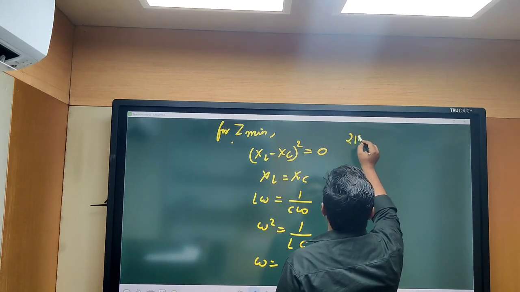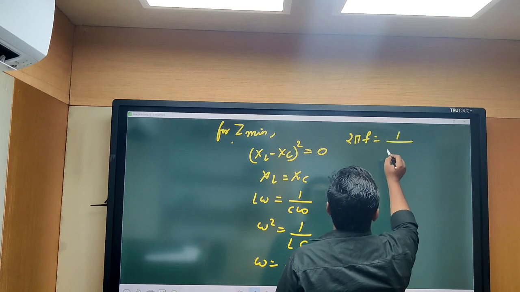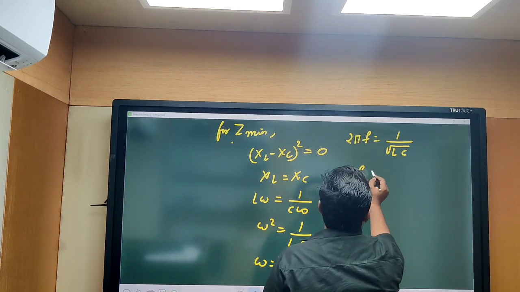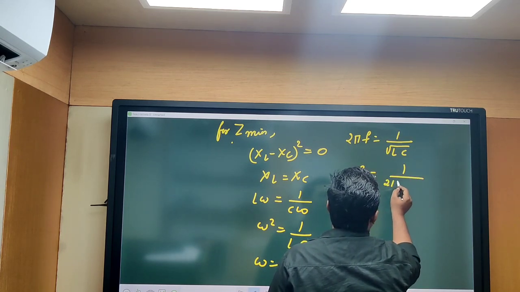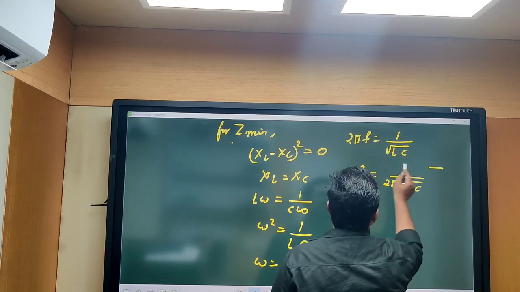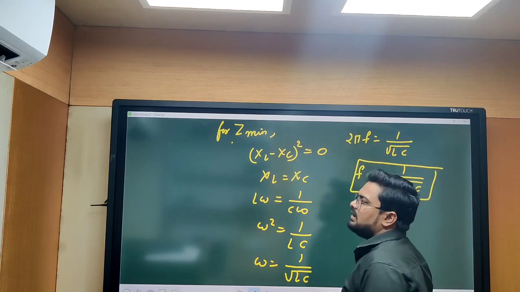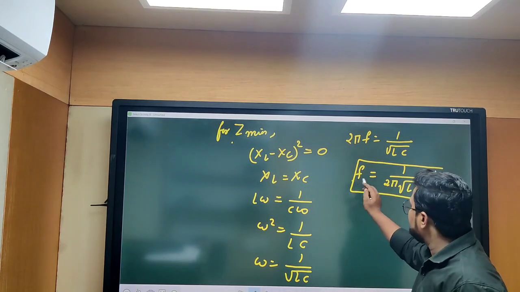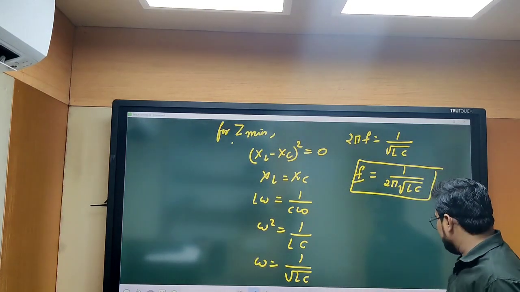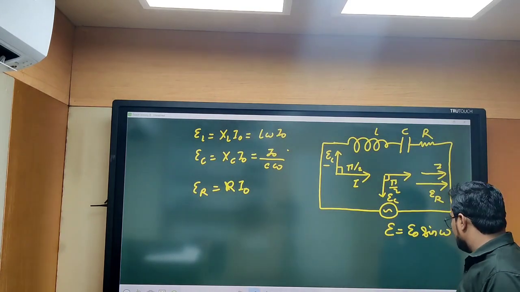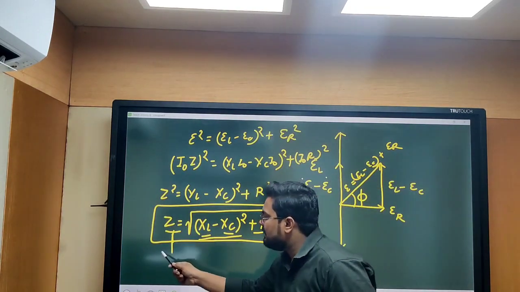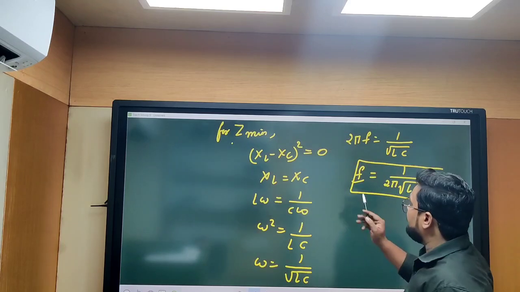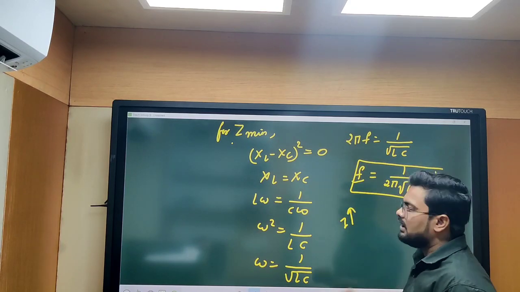I want frequency, so 2 pi f equals 1 upon root LC. So f equals 1 upon 2 pi root LC. Yes, we get the condition. If we allow the current of this frequency in an LCR circuit, then the impedance will be minimum and we get a maximum current.